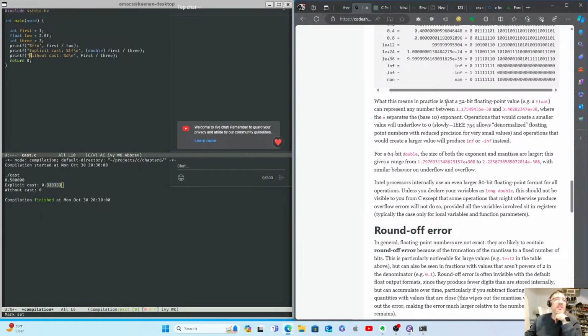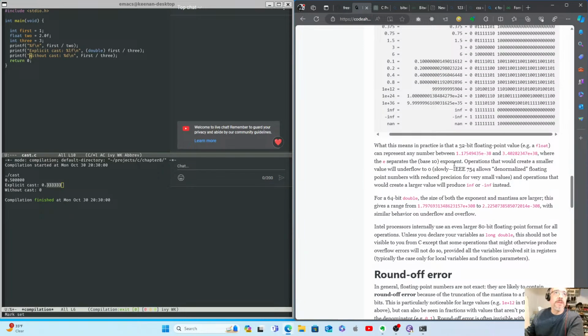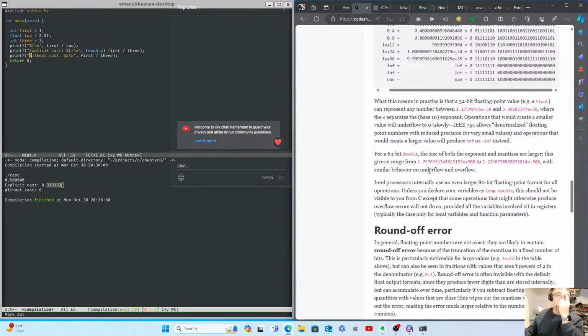What this means in practice is that a 32-bit floating point value, for example a float, can represent any number between 1.17549435e-38 and 3.40282347e38, where the e separates the base 10 exponent. Operations that would create a smaller value will underflow to 0. Slowly, IEEE 754 allows denormalized floating point numbers with reduced precision for very small values. And operations that would create a larger value will produce INF or negative INF, so positive infinity or negative infinity instead.